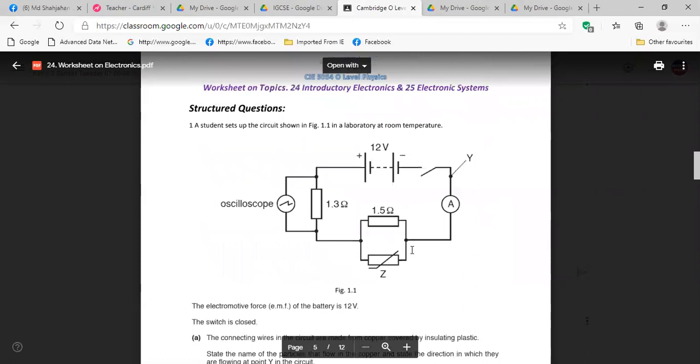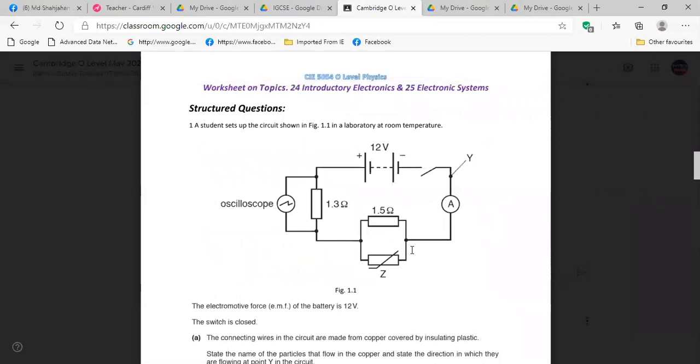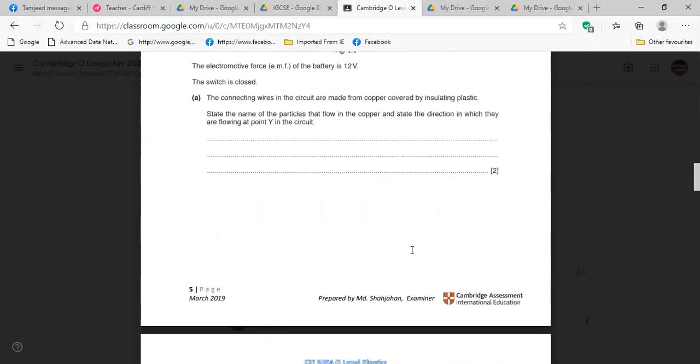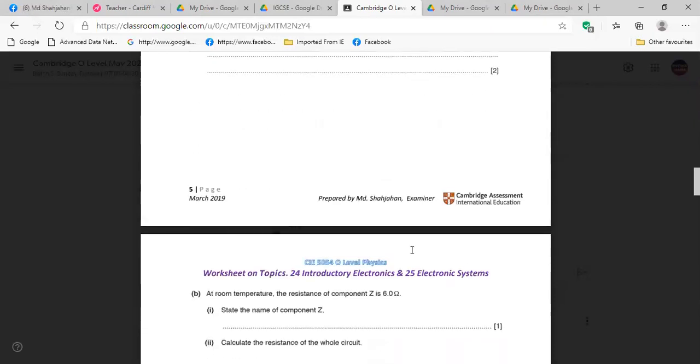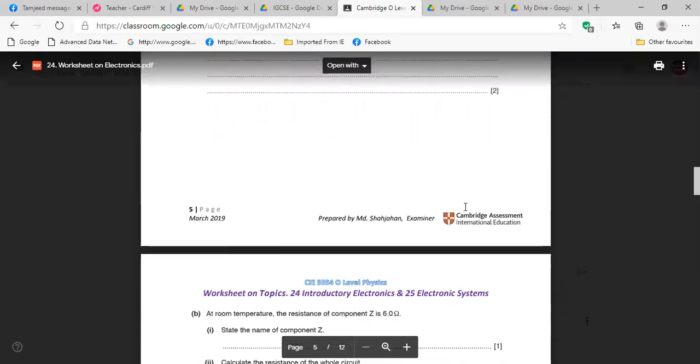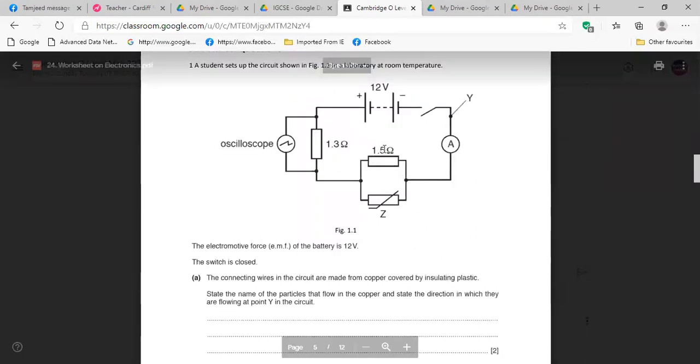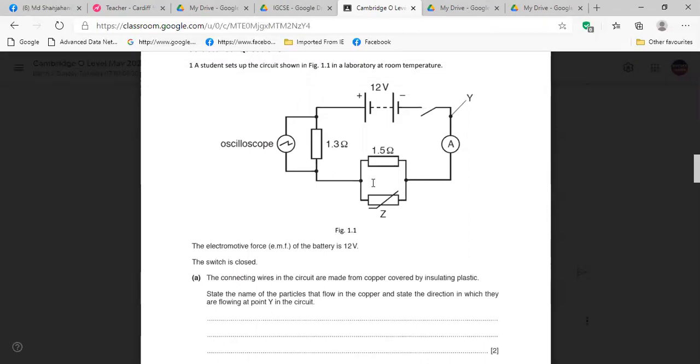So what is the resistance of Z? I don't know. Is it given? No. Nothing is given there. Oh, they are saying 6. So it's 2.8 given, plus there, 6, right? So 6 and 1.5, they are in parallel combination, right? If they are in parallel combination, then what is the formula?